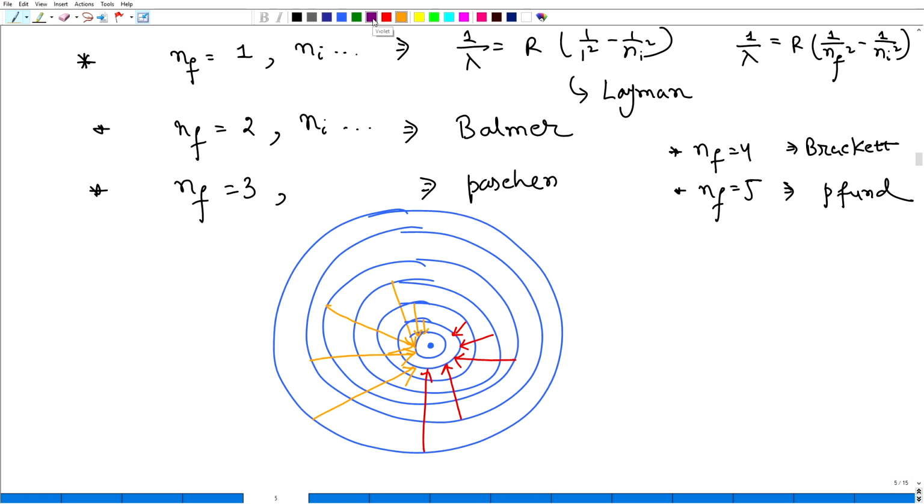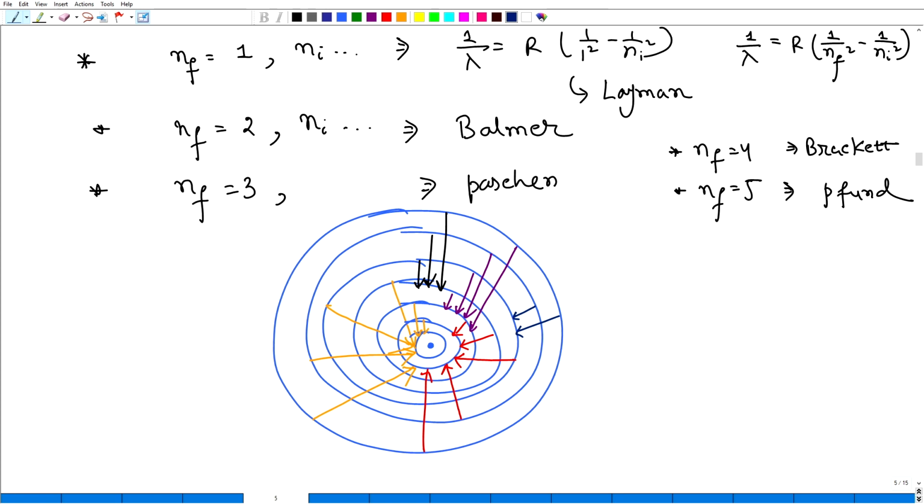Okay, now for the Paschen it will be up to 3, so it should be from 4 to 3, 5 to 3, 6 to 3, 7 to 3. This is the Paschen series. Next is Brackett. Brackett will be at 4. 4 means 5 to 4, 6 to 4, 7 to 4. This is Brackett, and at last it's just the Pfund. Pfund should be 6 to 5 and 7 to 5. Okay, so these are the series.